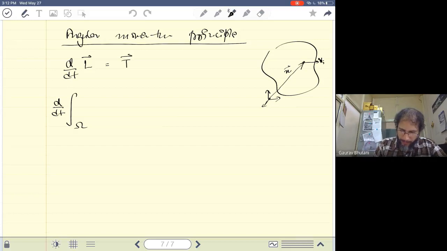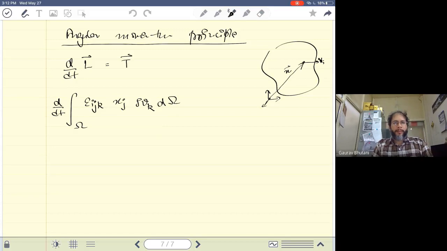So this becomes, we can write the cross product in terms of epsilon. So this becomes epsilon ijk xj rho vk d omega. This xj is our x vector, and rho times d omega is the small mass dm times vk, where vk means the velocity, and we have epsilon ijk here. So this is simply applying x cross p, where p is the linear momentum of that point. Okay, so this is the left hand side.